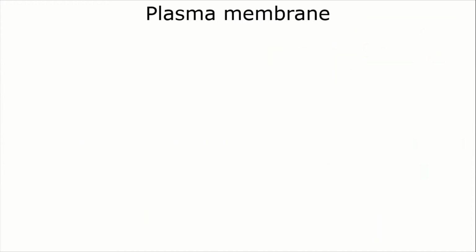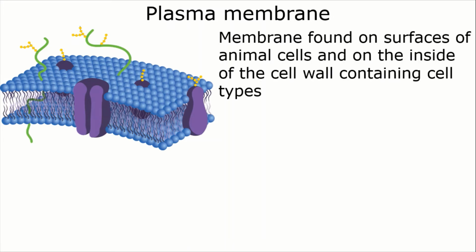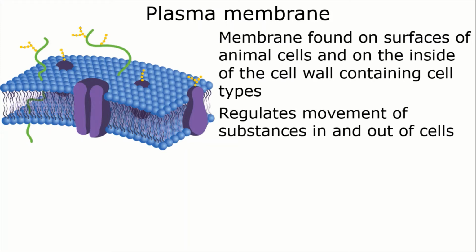So let's now have a look at some of the organelles that you would find in animal and plant cells and what their function is. The first one is the plasma membrane. This is the membrane that is found on the surfaces of animal cells and on the inside of the cell wall in cell types that contain a cell wall. So it'll be the cell wall, and then directly next to it is the plasma membrane.